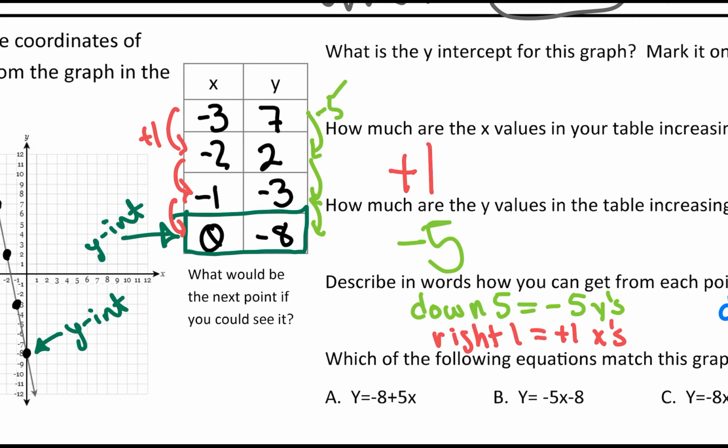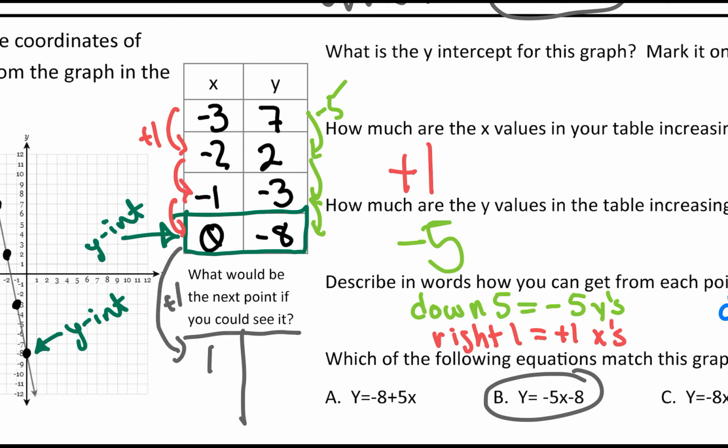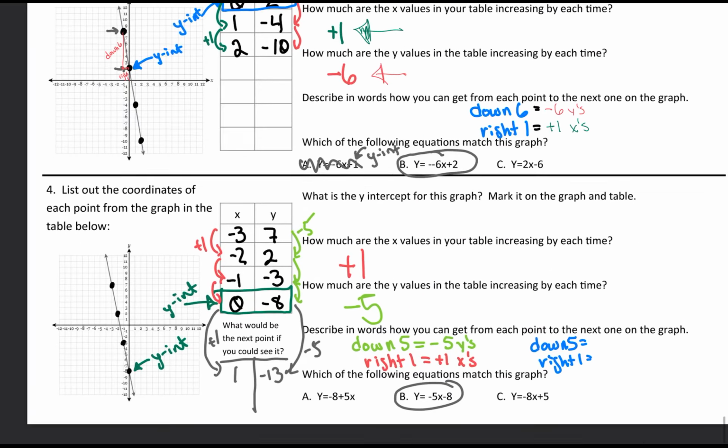Okay? We started with a y-intercept at -8, and we are going down by 5, so our equation is going to be letter B. That tells me my y-intercept is -8, and we are going down by 5. So what would the next point be? Well, if I add 1, 0 plus 1 is 1. If I subtract 5, -8 minus 5 is -13.